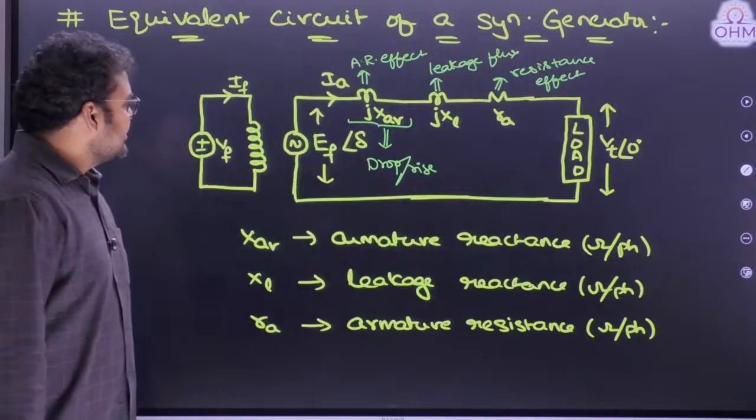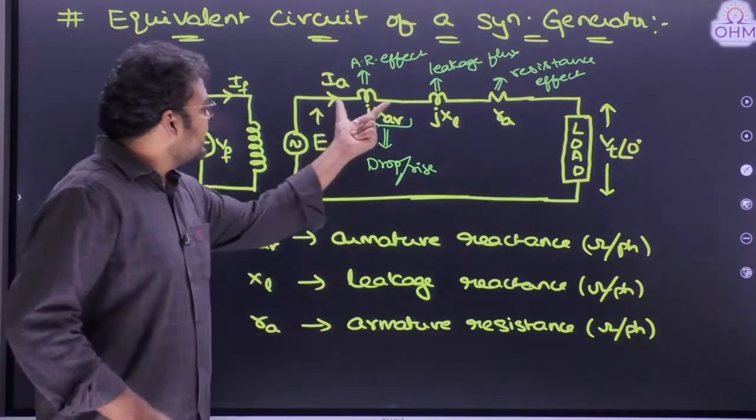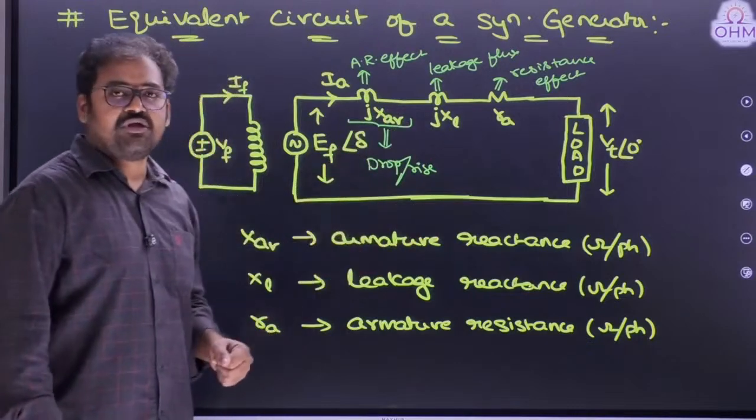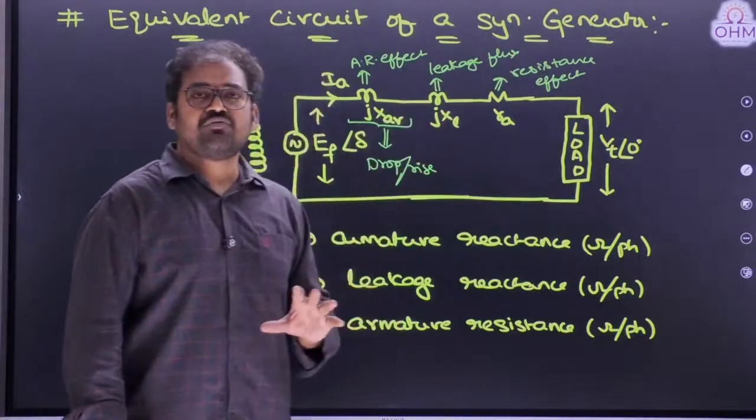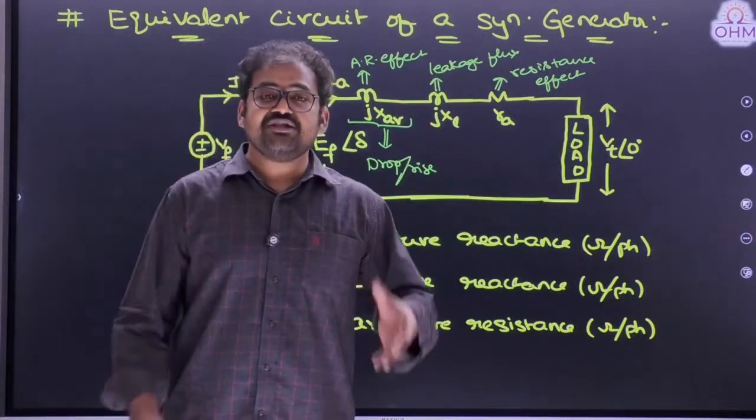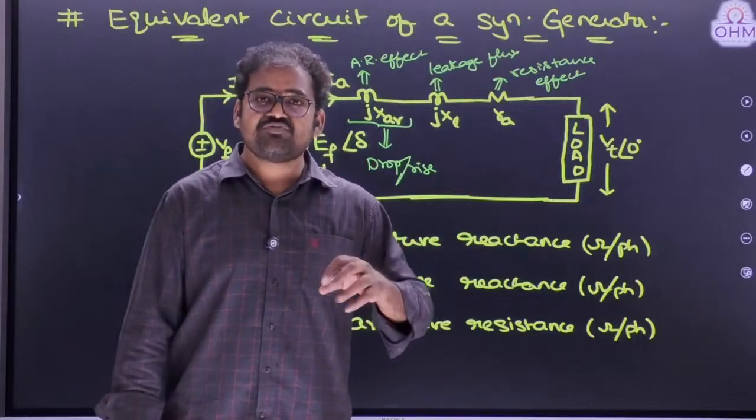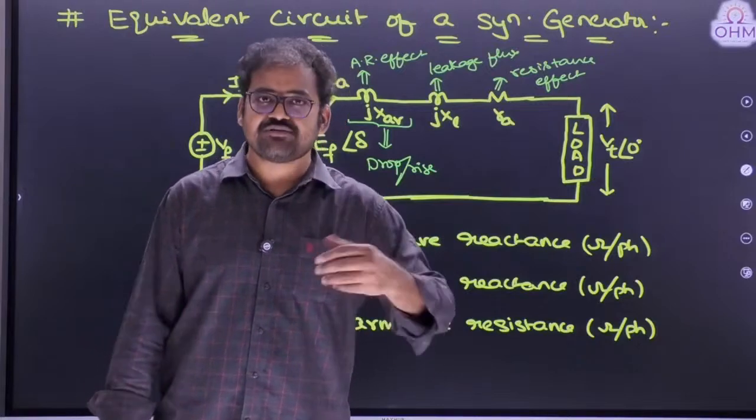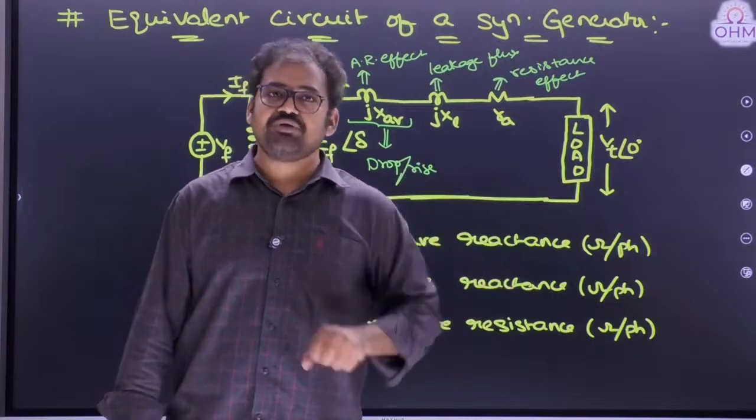Okay. So the effect of armature reaction is represented using an inductive reactance known as armature reactance. Now the next effect is the leakage flux effect. We all know what is meant by leakage. It is the flux leaking out of the machine, that means it is flux the machine is losing. That lost flux will definitely represent a drop in voltage.